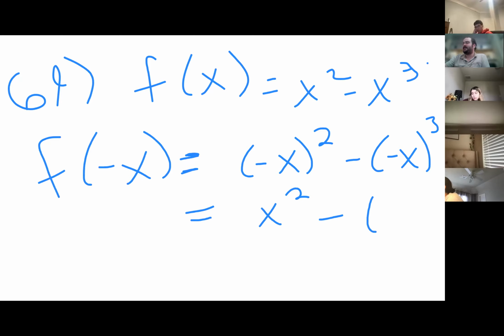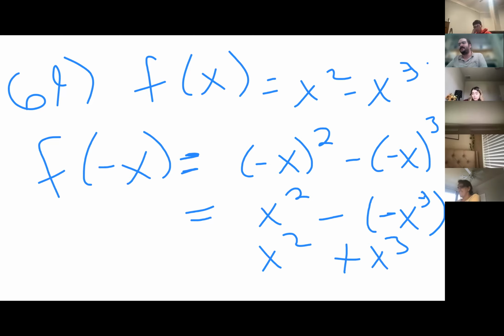But if I do this 3 times, this thing is also going to have a negative there, right? And this is going to be what? X cubed. Yeah, plus x cubed. So this is going to end up becoming x squared. We have 2 negatives here now, so it's plus. X squared plus x cubed. So we know, is that the same thing as my function? No. So we definitely know it's not even.